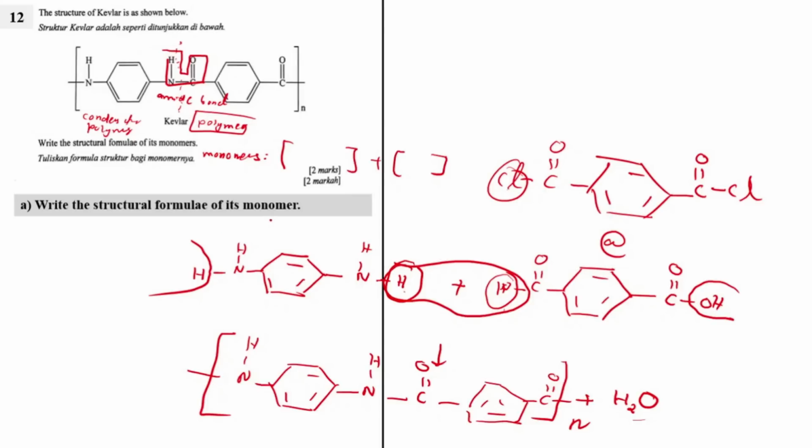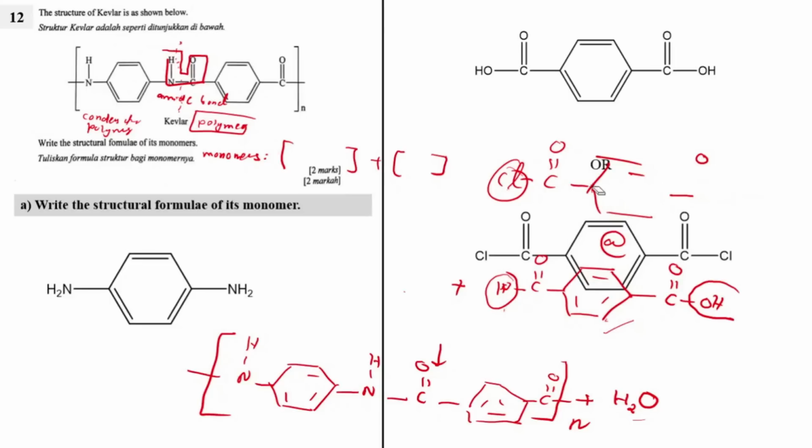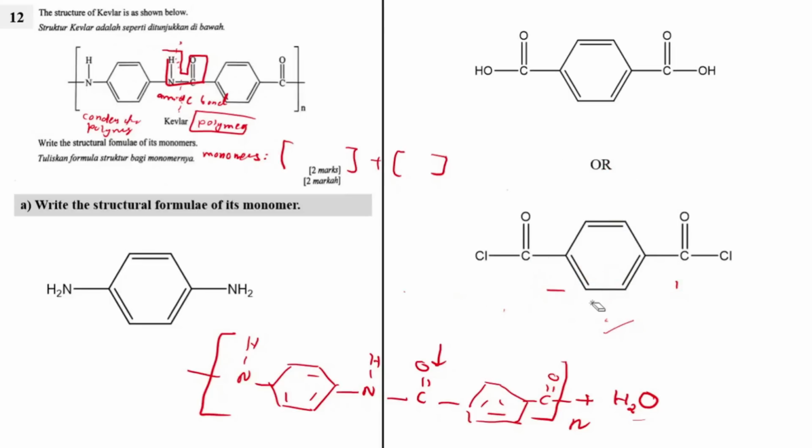So the monomers that we're gonna get is 1,4-diamine benzene, as I have drawn earlier here. And then another possible answer for the monomers is by making carboxylic acid on both sides, as shown here, or we can change our OH to be Cl, which is the acid chloride. Okay, so here are the possible answers for these monomers. So here is 1 mark, and then either one of these will carry another mark. So it's going to be 2 marks altogether.